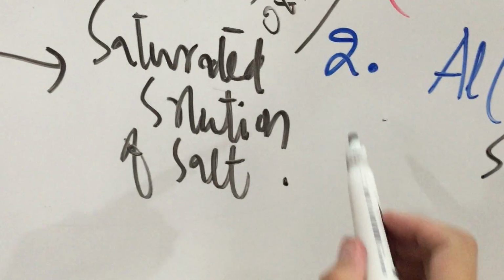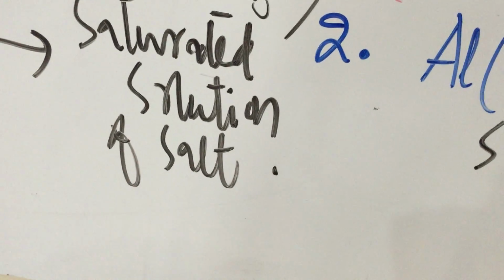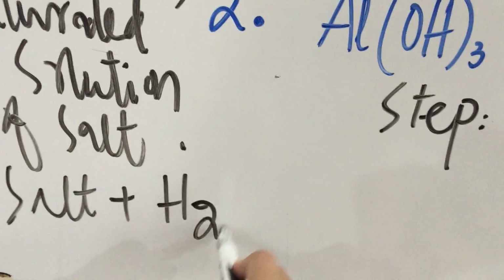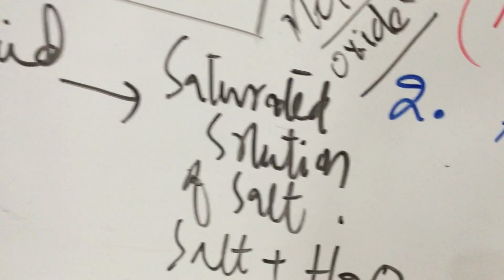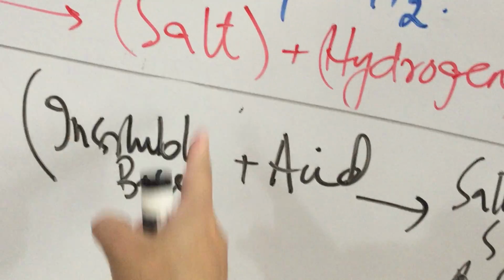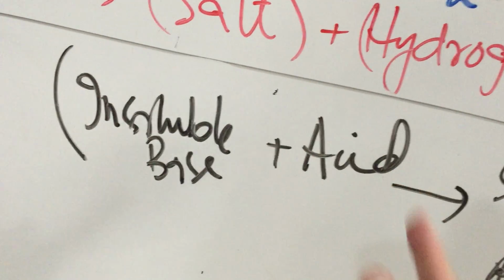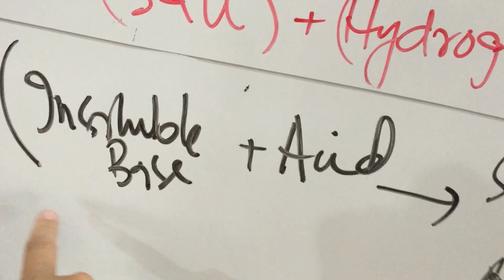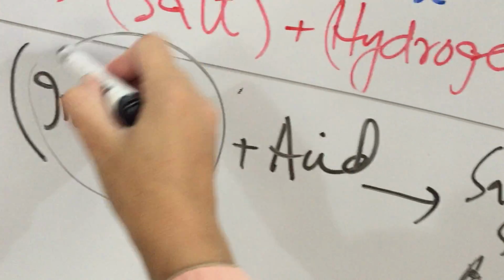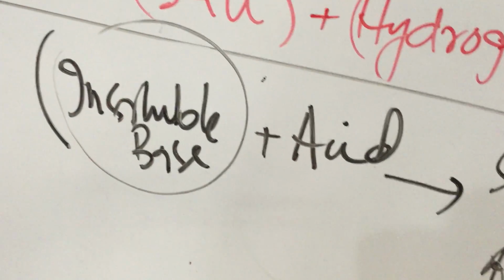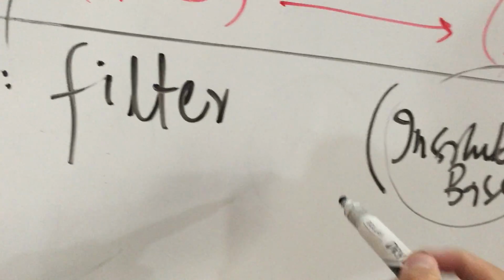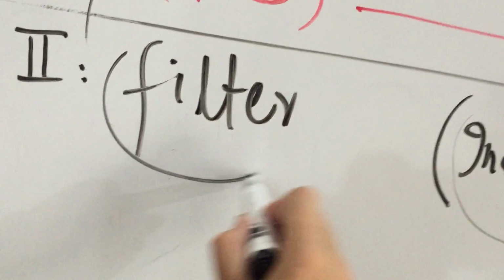A saturated solution of your salt means you will get your salt in ionic form as well as your water. So a fixed amount of acid will dissolve a fixed amount of your insoluble base. The further addition of your insoluble base will not lead to the reaction, so your insoluble base will be present in powder form in the reaction. So in order to separate it out, you have to filter it. You have to go for the filtration technique.